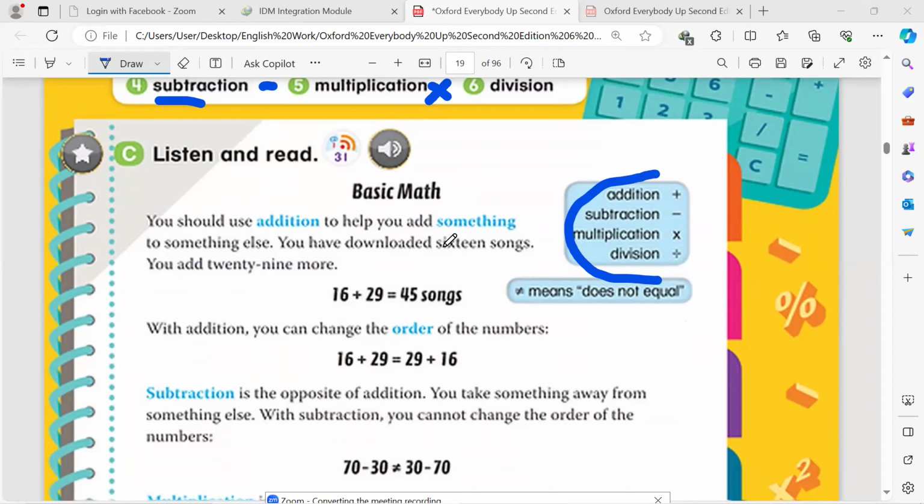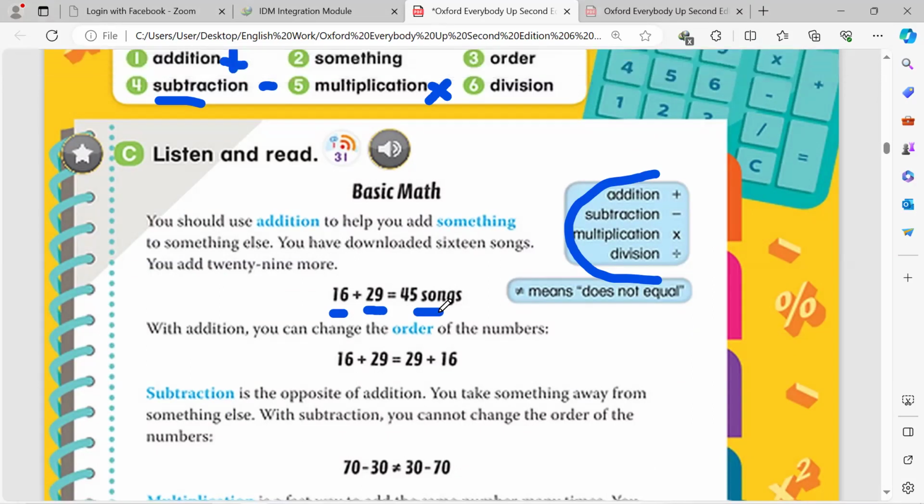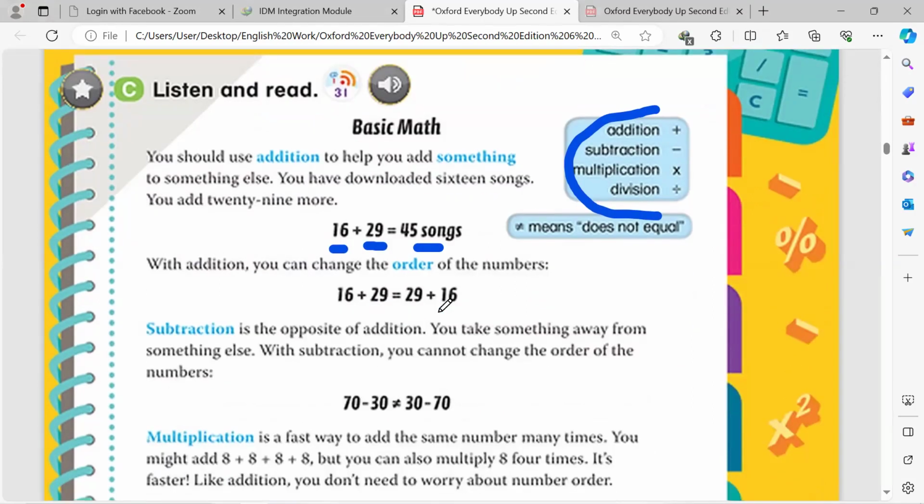You have downloaded 16 sounds. Yes, 16 sounds, and you add 29 more. So in total, it's 45 sounds. It's all about mathematics. With addition, you can change the order of the numbers: 16 plus 29 or 29 plus 16.